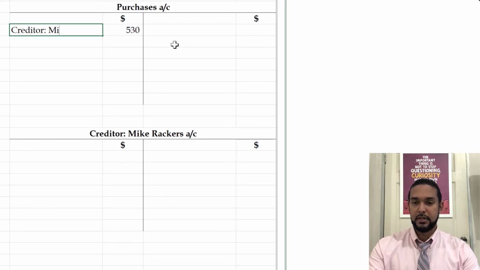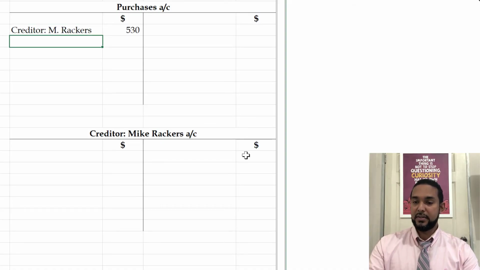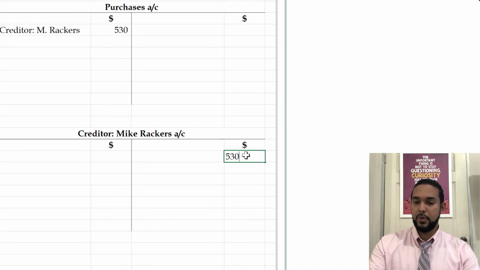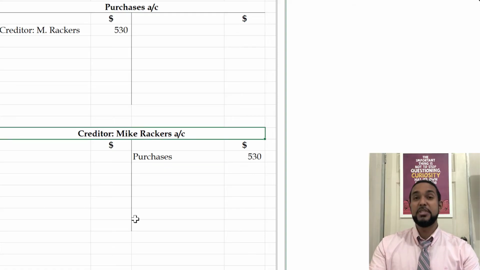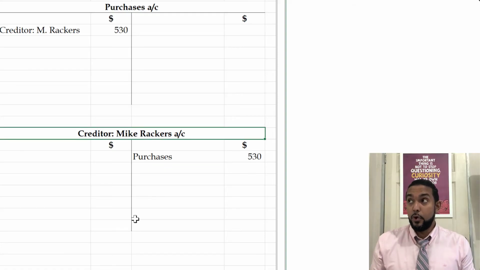Credit to, I can't fit, so let's put M Rackers, right? And in Mike's account now, we're going to put $530 as well. We're going to put purchases, right? Now we credit in Mike's account because remember, if we're buying on credit, it means we didn't pay for it yet. Therefore, we owe money for it. Anything for which we owe money is a liability. And if it's increasing, you credit your liability.